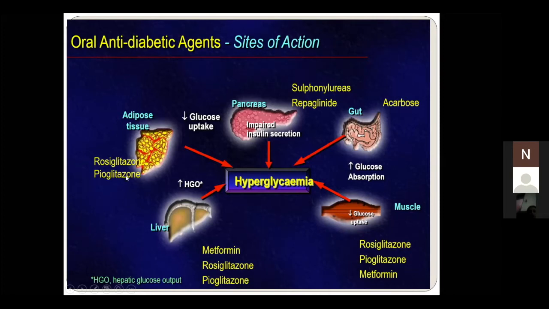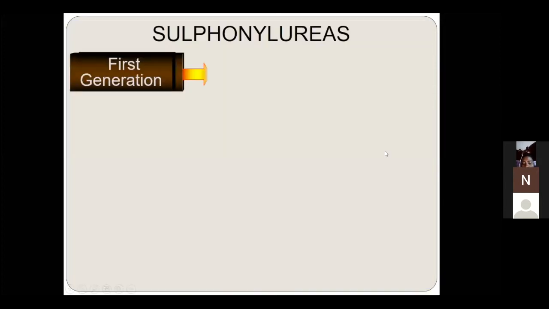So the different drugs: pioglitazone and rosiglitazone act on the adipose tissue through PPAR gamma activation; sulfonylureas and repaglinide act on the pancreas to increase the insulin secretion; acarbose acts on the gut to reduce the absorption; and rosiglitazone, pioglitazone, metformin act on the muscle also to increase the uptake and sensitization. Metformin and pioglitazone act on the liver, and the SGLT2 inhibitors act on the kidneys, and the DPP4s act on the gut. So these are all the different drugs at different sites.